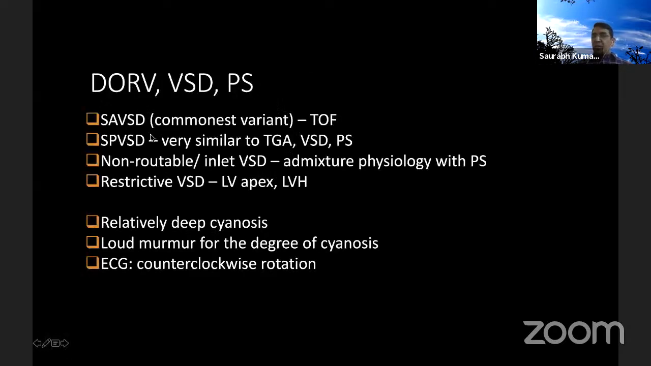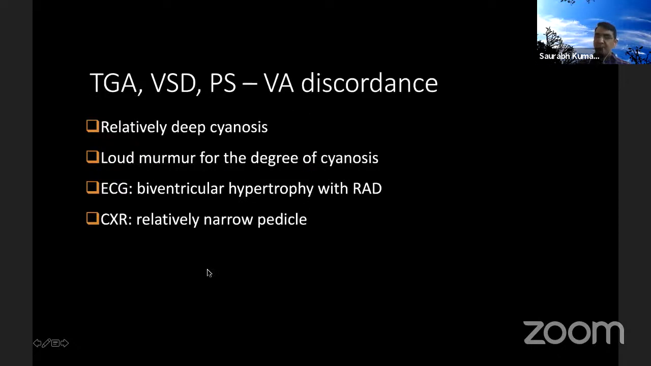A few specific lesions. So DORV: if it is subaortic VSD with a PS, it behaves like TOF. If it is subpulmonic VSD, it behaves like TGA VSD PS. And if it is non-routable without PS, then it behaves like admixtures. So DORV practically can behave like almost anything, and different ECG and other things we have already discussed.